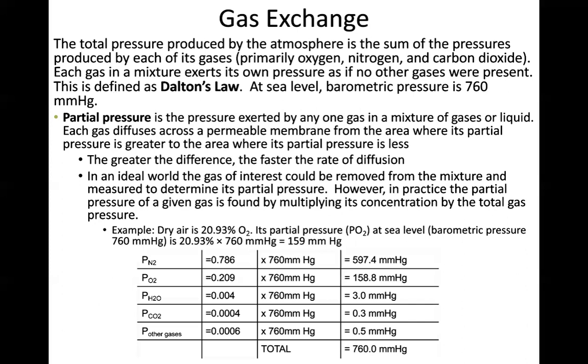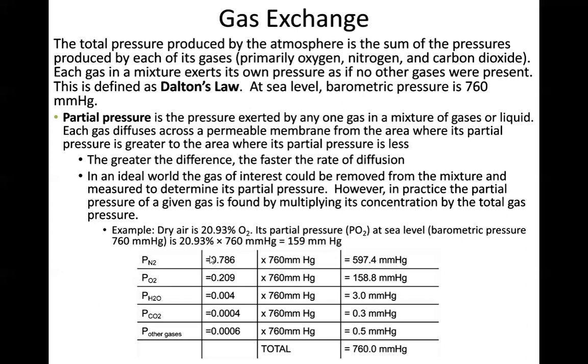In an ideal world, for the gas of interest, so if we wanted to measure oxygen partial pressure, we could just remove oxygen and measure it directly, but you can't do that. Okay. So what you have to do is multiply its percentage times barometric pressure. So we're multiplying each of these gases, nitrogen, oxygen, water, CO2, times its percentage. Actually, it's not percentage. We've converted it to a decimal.